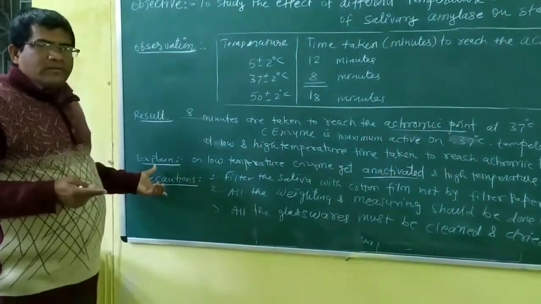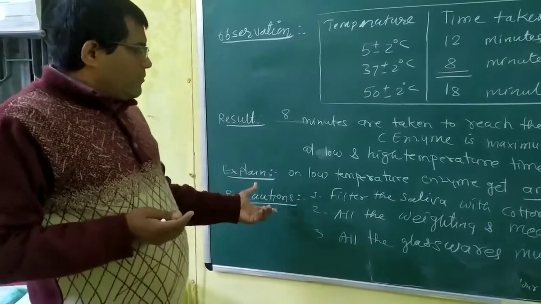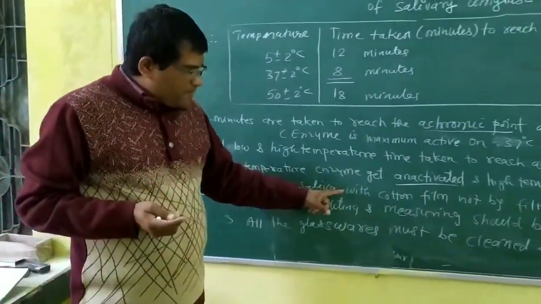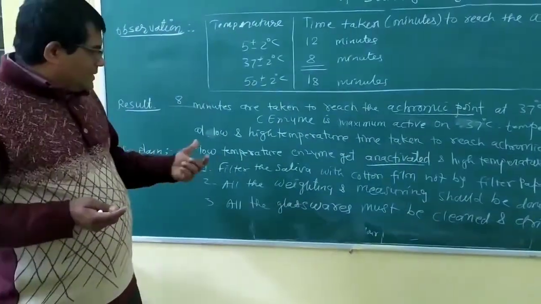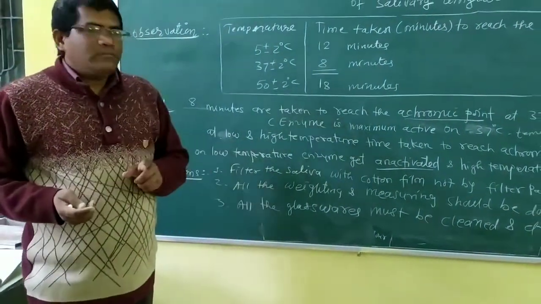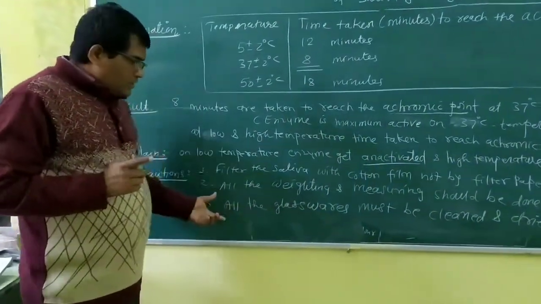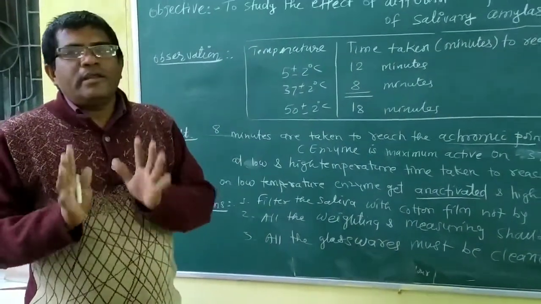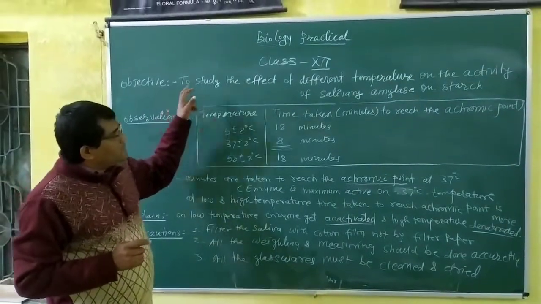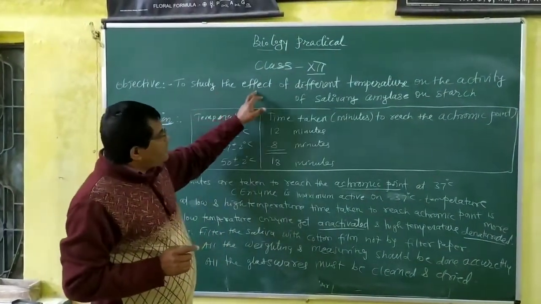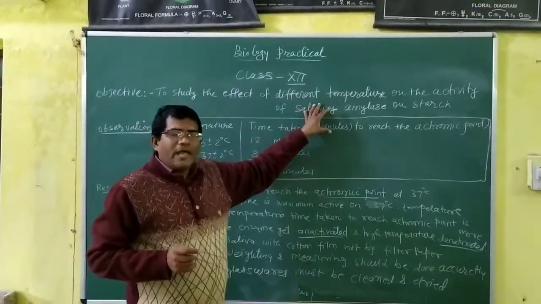In this experiment, we have basic requirements and precautions. The precautions are: filter the saliva with cotton wool, not with filter paper. That is very important. Second, all the dropping and measuring should be done very accurately. And third, all the glassware must be cleaned and dried. So thus we have come to the conclusion of how the different temperature is affecting the activity of the salivary amylase.